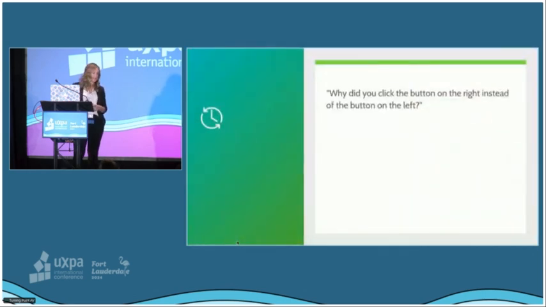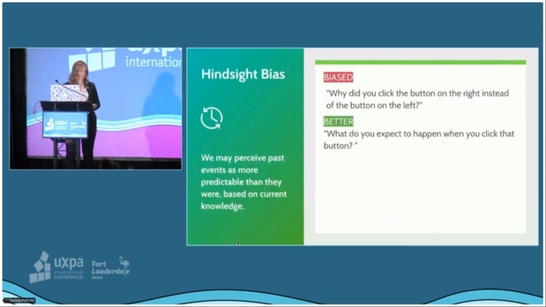So a couple additional examples in facilitation. Why did you click the button on the right instead of the button on the left? What's wrong with that one? Hindsight. What do you expect to happen when you click the button, and then see what their projected expectations are, instead of having them make up a reason why they didn't click the button that they probably didn't see in the first place? So we perceive past events that we're aware of as more predictable because now we're aware of them. It's hard to pretend how we felt when we didn't know what was going to happen.